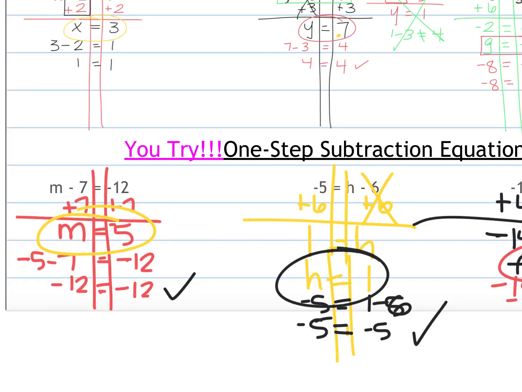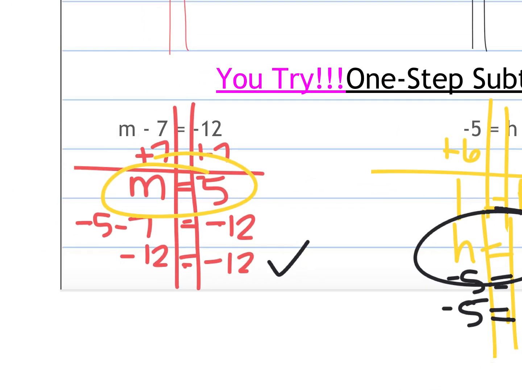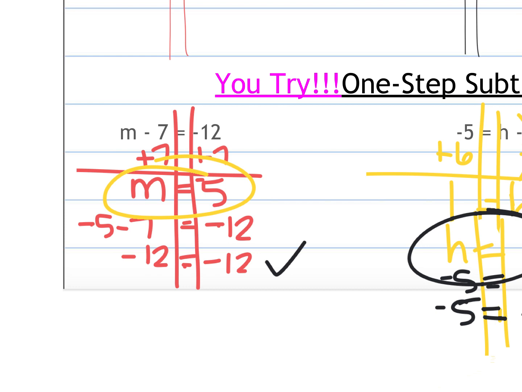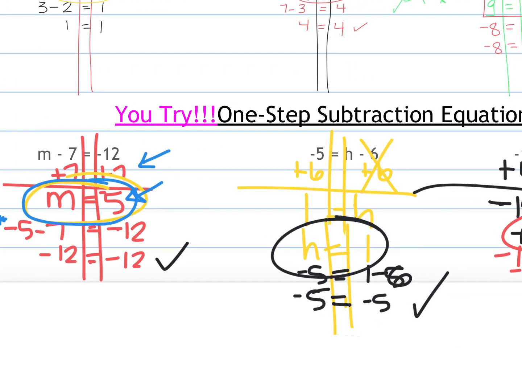Alrighty, so looking at these problems really quick, m minus 7 equals -12. Because m was being subtracted by 7, I'm adding 7 on both sides. So then I get -12 plus 7, I got -5. Then I put it back into my equation and checked it, and I got -12 equals -12. So then my solution is m equals -5. Remember, the solution is what the variable equals, not what the checking part is.